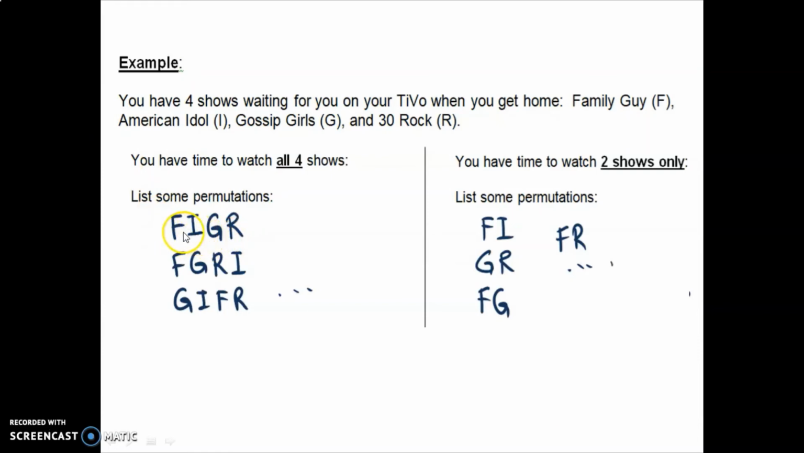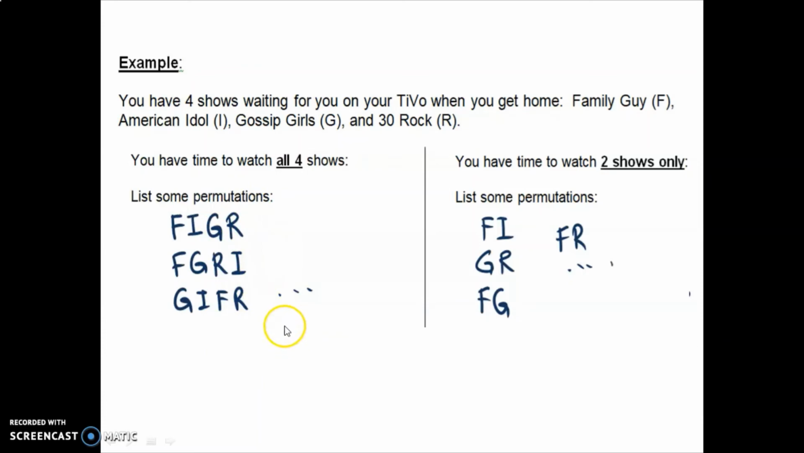So you watch Family Guy, then American Idol, then Gossip Girl, and then 30 Rock. Or you watch Family Guy, then Gossip Girl, then 30 Rock, then American Idol, and so on and so on. So you are watching all 4 shows, you're just reordering the order you watched them in. These are all called permutations because the order you've chosen to watch them in matters to you. So those are all the ways to count how many ways you can watch all 4 shows.